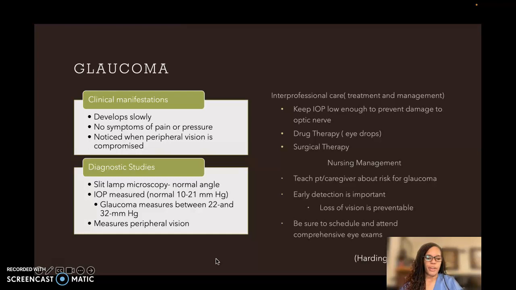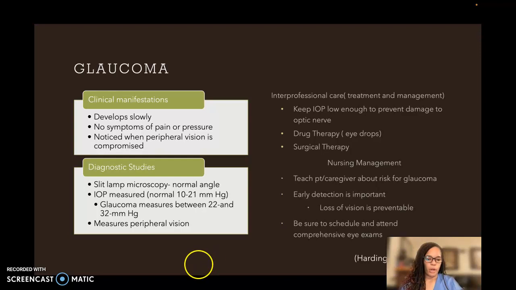Some interprofessional care includes keeping the intraocular pressure low enough to prevent damage to the optic nerve. Drug therapy, such as eye drops. A patient could get a couple of eye drops prescribed. And the most important thing with those eye drops is to advise them to administer each at least 5 minutes in between. If drug therapy is not effective, then it may lead to surgical therapy.